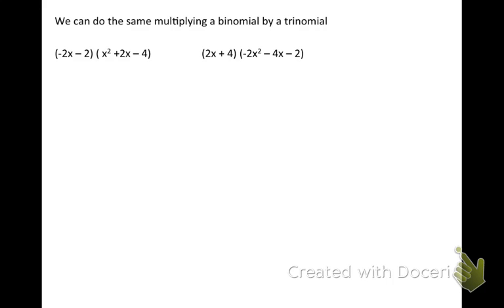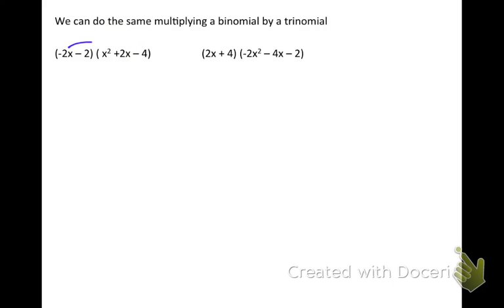Again, we can do the same thing multiplying a binomial by a trinomial. So here, again, I'm going to draw my distribution. So I'm going to multiply negative 2x times x squared, negative 2x times 2x, negative 2x times negative 4, then negative 2 times x squared, negative 2 times 2x, negative 2 times negative 4. Again, like a super crab claw.